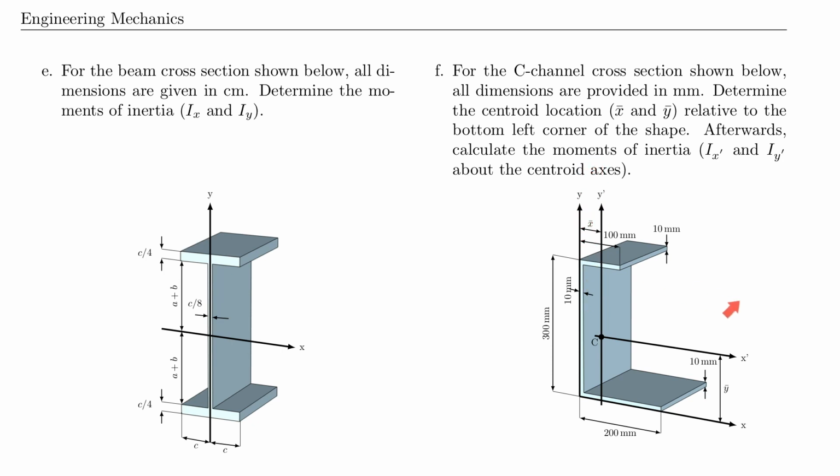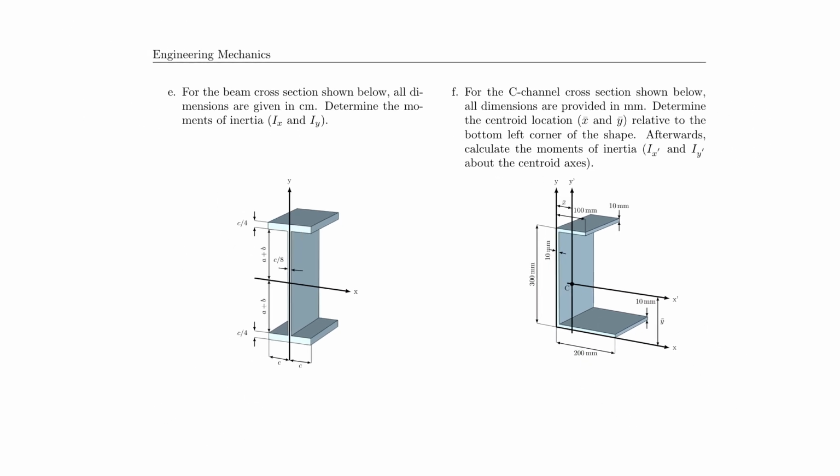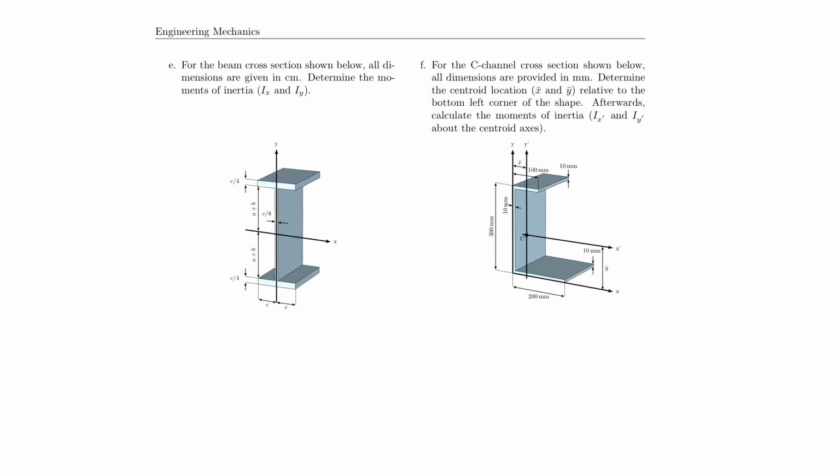So find your y prime and x prime axis, and then you have literally only three areas to deal with to find the distance to here. Notice that the thickness of the metal is identical everywhere, and I think this problem should not cause a lot of trouble for you, especially if you solved all the problems before.